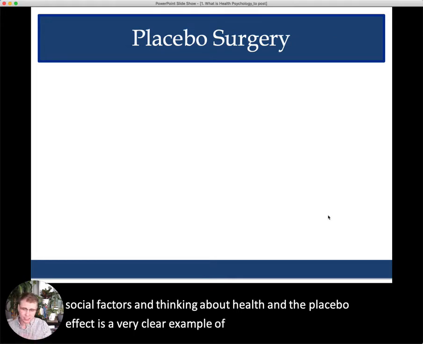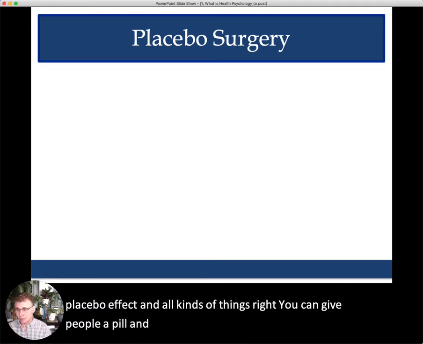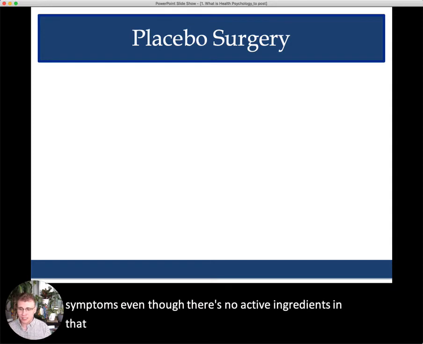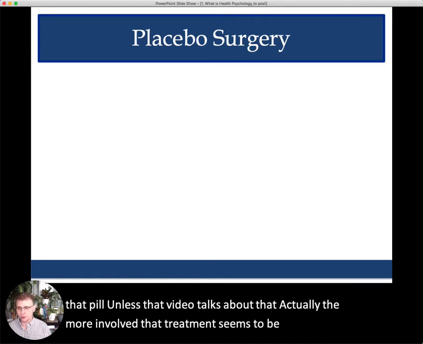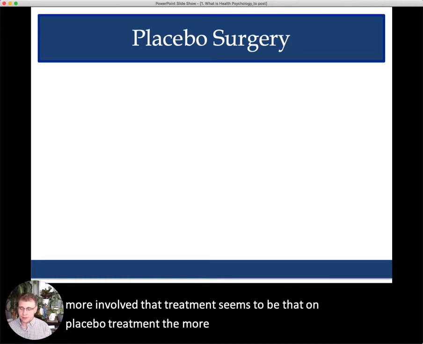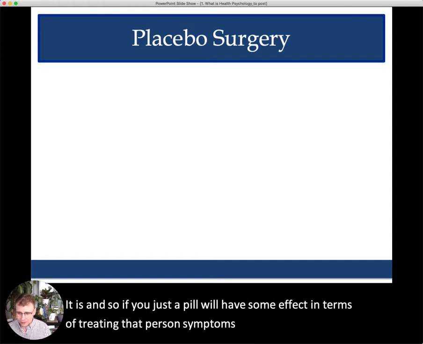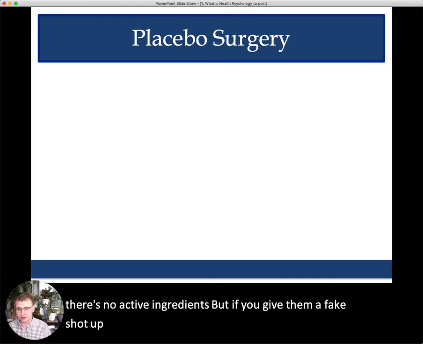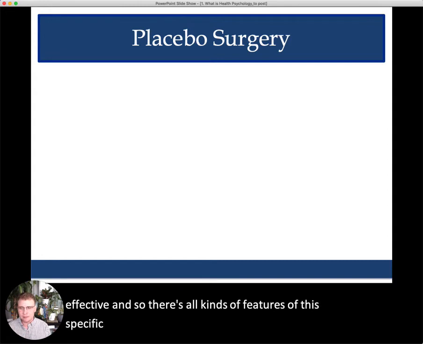And so you can see the placebo effect in all kinds of things, right? You can give people a pill and they may show reduction in their symptoms, even though there are no active ingredients in that pill. And as that video talks about, the more involved that placebo treatment seems to be, the more effective it is. So if just a pill will have some effect in terms of treating that person's symptoms, again, even though there are no active ingredients, but if you give them a fake shot, a placebo shot, that's likely to be even more effective. And so there are all kinds of features of the specific placebo itself that impact its efficacy.